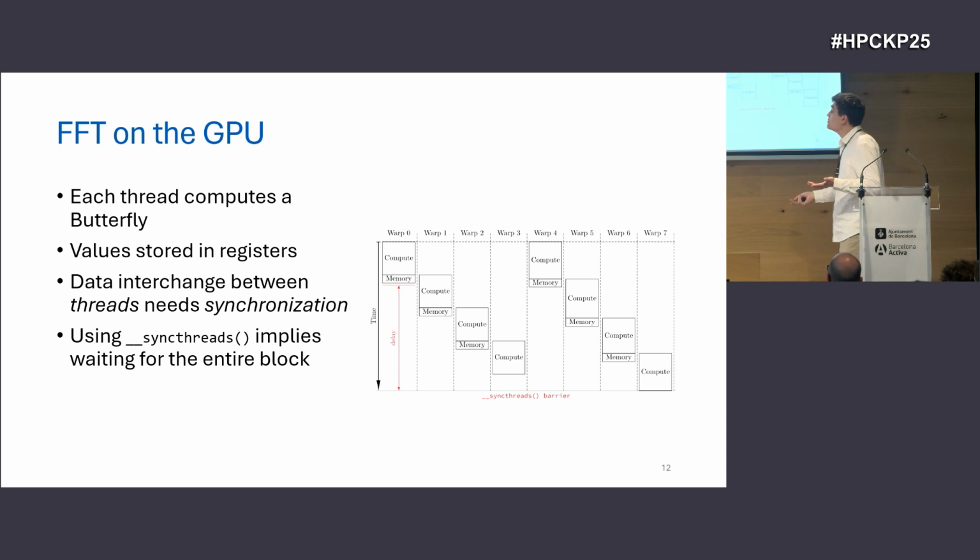The traditional wisdom would be to use the operation sync threads, but this implies waiting for the entire block, which can introduce a delay, or maybe we are forcing all of the warps to reach the same execution point, even though we really didn't want that, giving us some inefficiencies, as you can see in the diagram on the right.